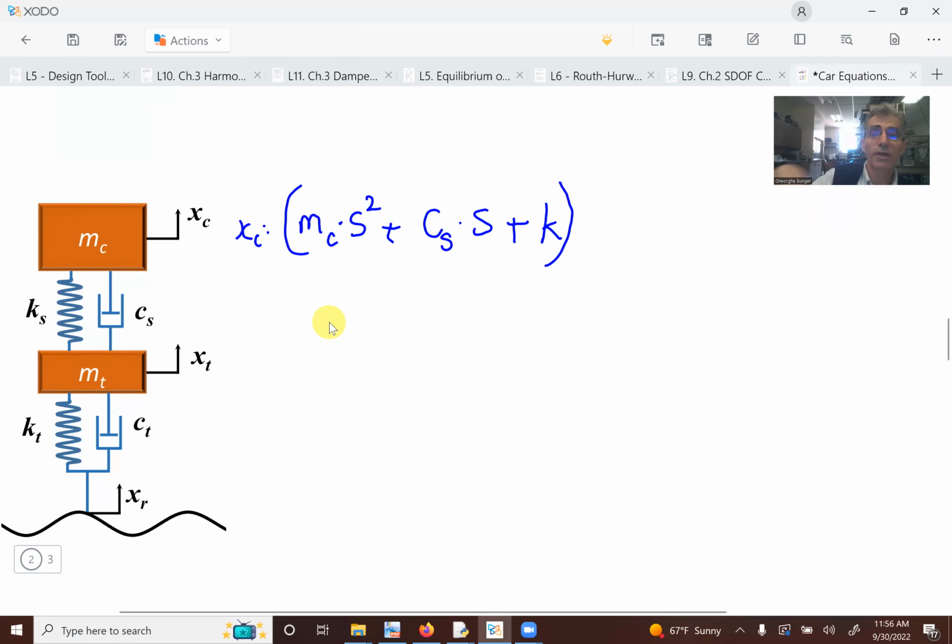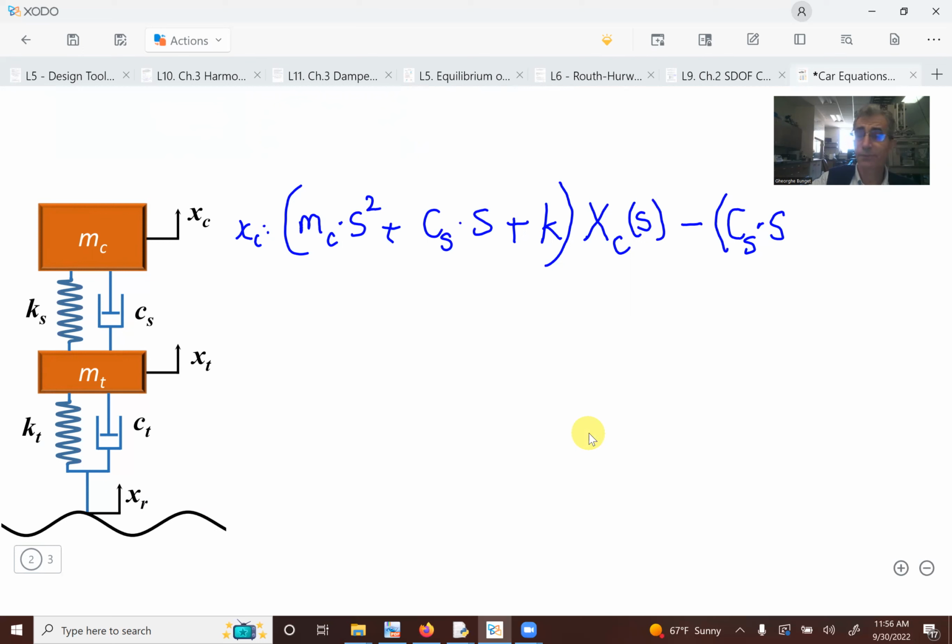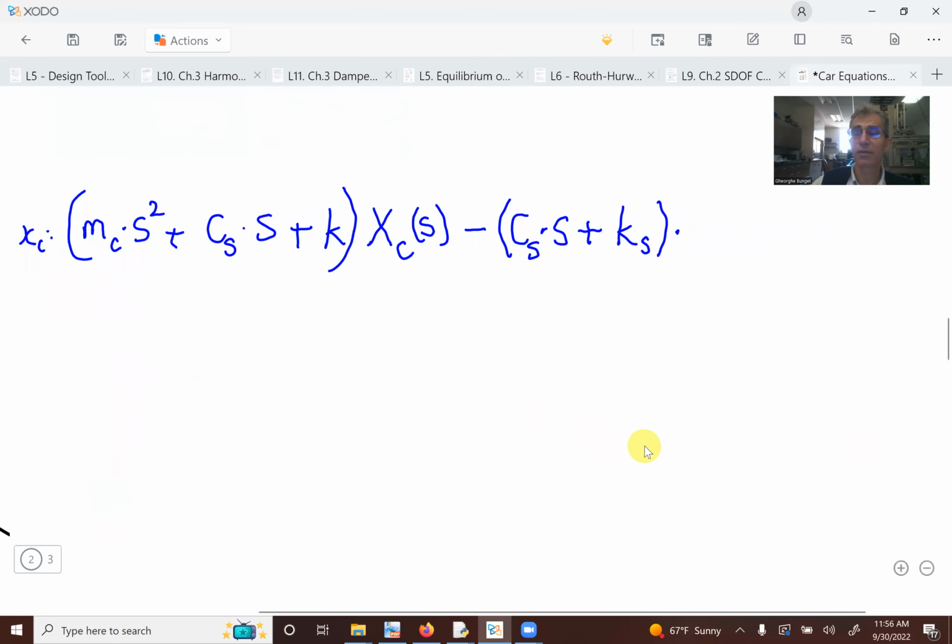Everything in here is multiplied with the impedance xc of the car, which is a function of s because I'm working in the Laplace domain. Then I have to subtract everything that is transmitted from xc to xt. So in this case, I will have a damping term, cs times s, and I apologize, I selected s for the suspension, and it makes a little confusion with the Laplace operator s. And then I have to add the stiffness here, ks. So this is multiplied with the displacement of the tire, xt of s.